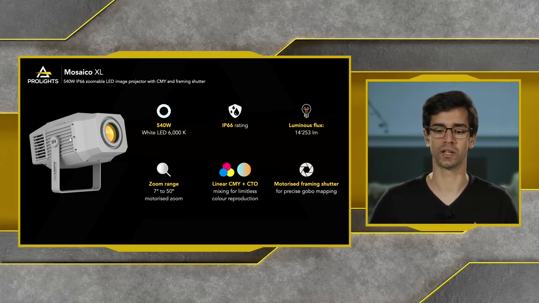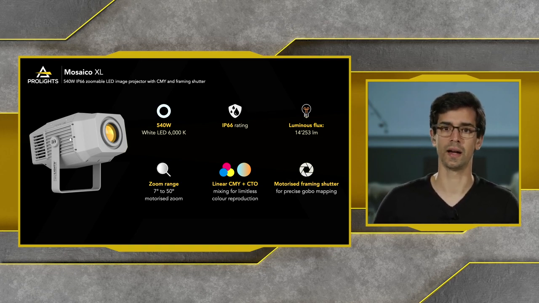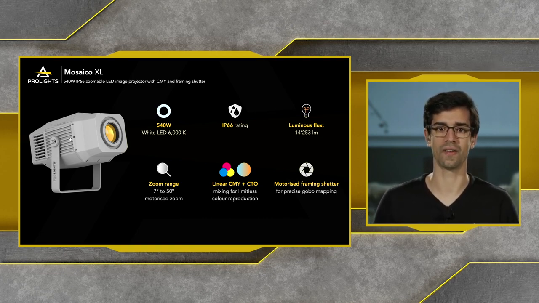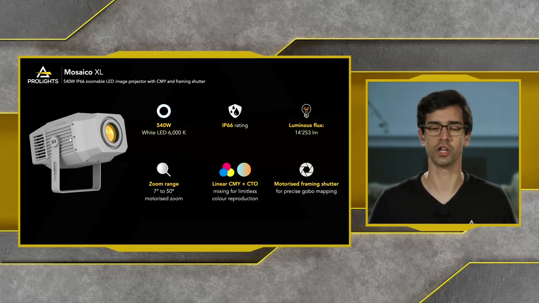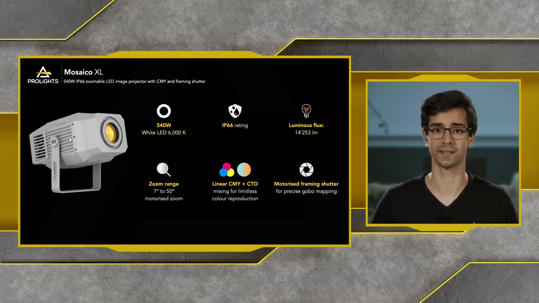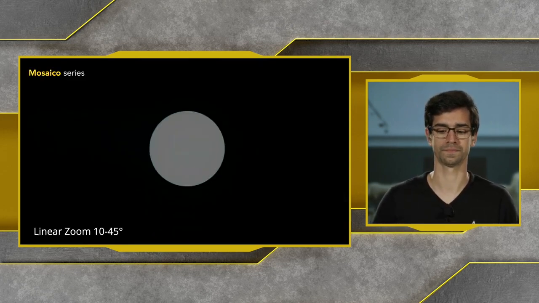With that, we can do precise gobo mapping. We can use those framing shutters to wrap our beam onto any objects. Whether it's a large building, or we're doing a little mapping animation onto buildings, the Mosaico XL is the exact unit that you should be using for your projects.